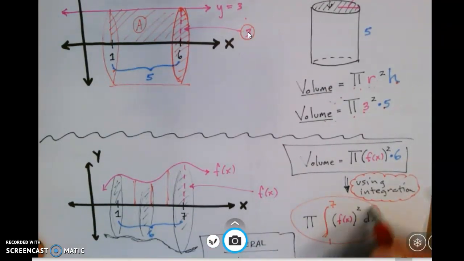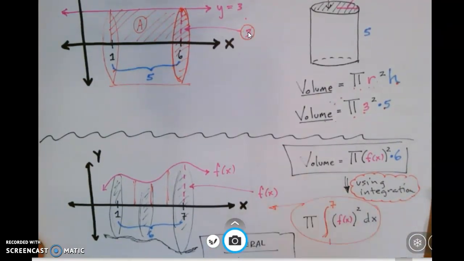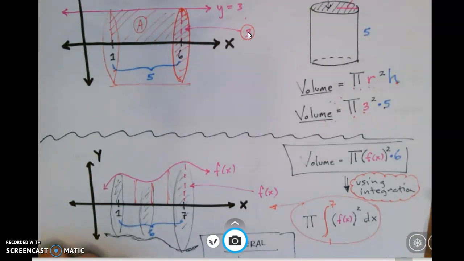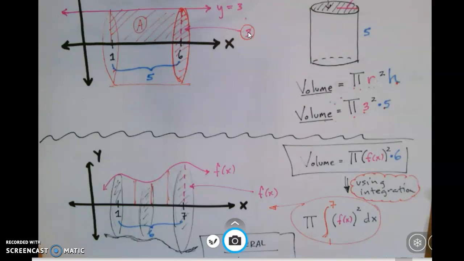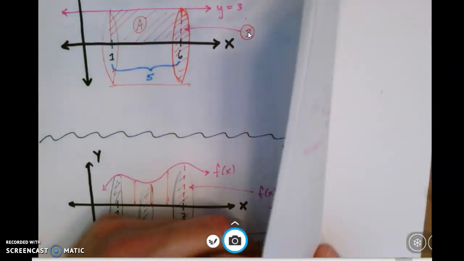So this integral applies to this specific function, but the general formula is really basic, and we'll talk about the reasoning behind it in a minute. Pi, there's my r squared, and this is really our height. Our stacking up from a to b is really our height. We can think of it that way if we want.